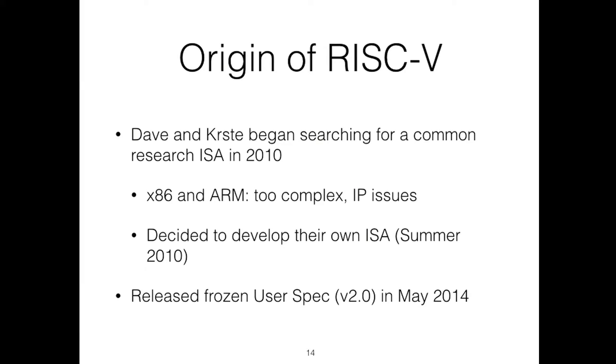So they decided to develop their own ISA. It was meant to be sort of a summer project. Three months, they'll just come up with an ISA. It took a little bit longer than that, and initially it was just meant for internal use, but over time, more and more people got interested in it, so this whole RISC-V thing took off. It took several iterations for them to solidify the ISA, so they released the frozen user specification in May 2014, so four years later.